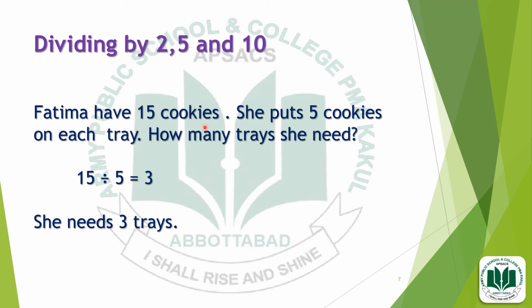Fatma has 15 cookies. She puts 5 cookies on each tray. How many trays does she need? In this question, total things are given and 5 cookies is the number of things which we have to put in each group. Trays are the groups. What do we have to find? The groups. For this, we will divide these two numbers. 15 divided by 5. Write the division fact. This is called a division fact. 15 divided by 5, and we read the table of 5 up to 3. 5 threes are 15. So she needs 3 trays.